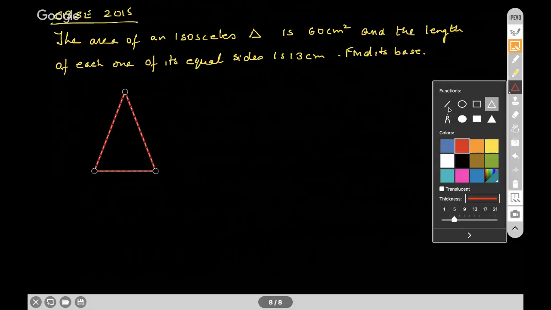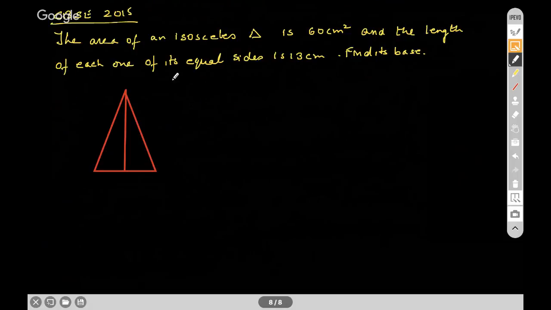Okay. Now, the area of an isosceles triangle, right? So what is the area of an isosceles triangle? So you'll have to drop a perpendicular from here. So always draw a figure whenever you are solving a geometry problem. Okay. So this is a rough diagram which you can use for this purpose.